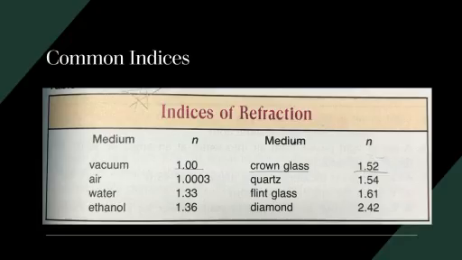All right, so here are some common indices of refraction that you're going to use in some of the problems you're going to get. Make sure you have these written down. As you see, vacuum is the lowest you'll go. Air is just slightly higher. Then water and ethanol, crown glass, quartz, flint glass, and the highest one there is diamond. So diamond would have the greatest change in the angle of incidence to the angle of refraction.